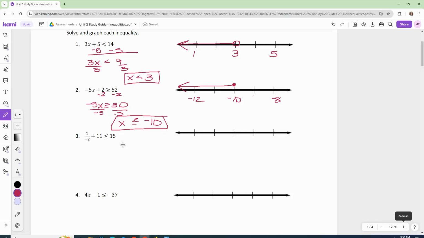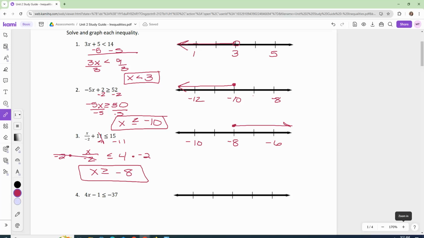All right, who can walk me through number 3? Tell me what I need to do. Holden? Minus 11. Okay, so we have x divided by negative 2 is less than or equal to 4. And then what do we do? Times a negative 2. And when you multiply by the negative, what happens? Okay, so x is greater than or equal to negative 8 is our answer. So we need our negative 8. Getting smaller, getting bigger. Open or closed? Going to the right. Perfect.